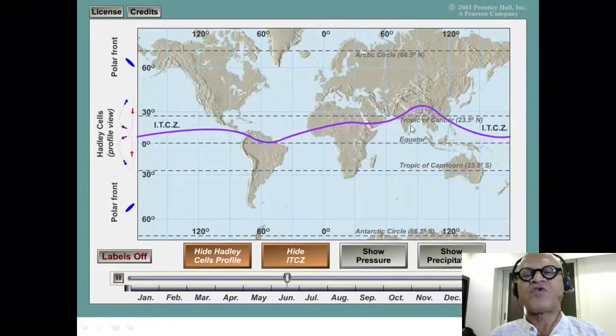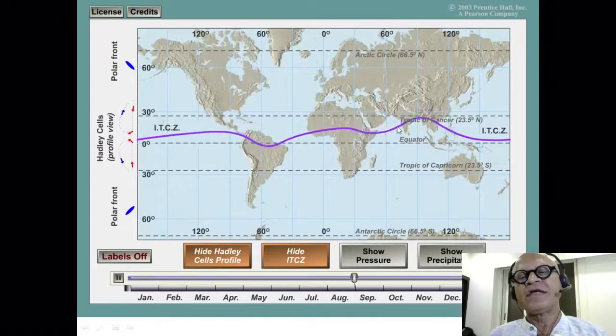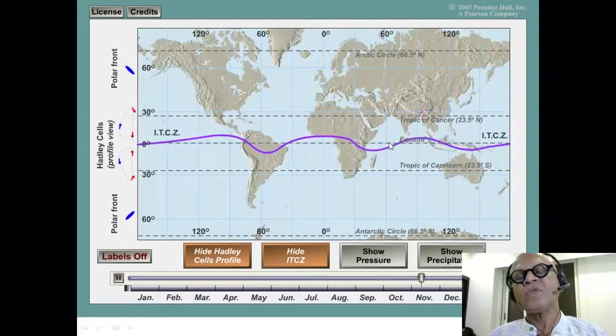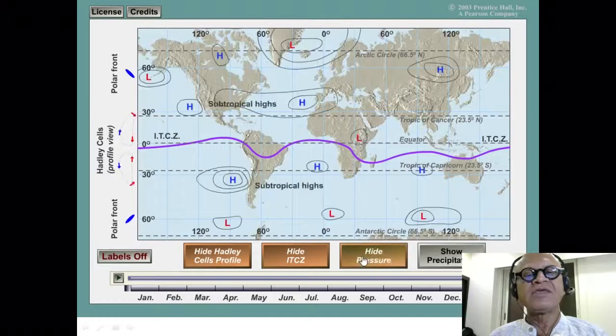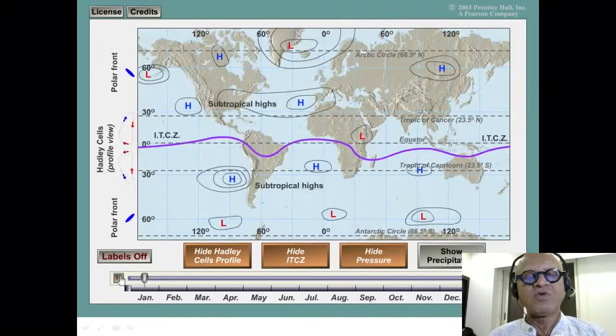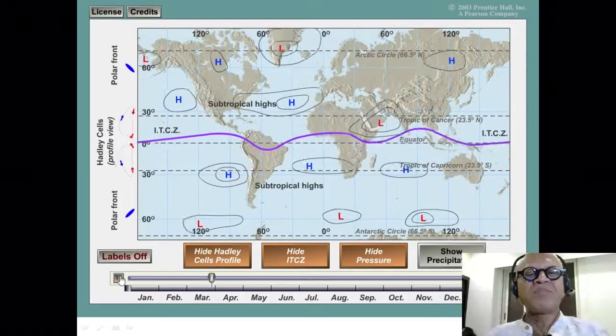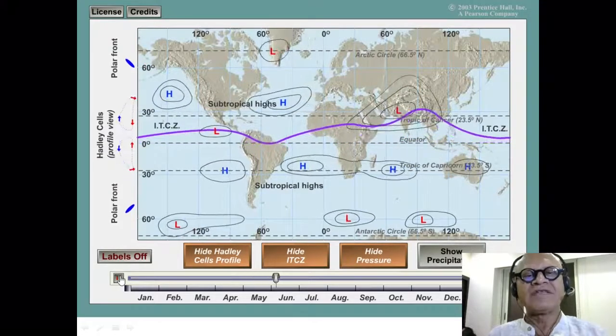We have seen this before. We saw that the monsoon circulation creates the ITCZ to go way north over the Indian subcontinent. Here are the subtropical highs, which obviously will pump down and pump up depending on the Hadley cell.